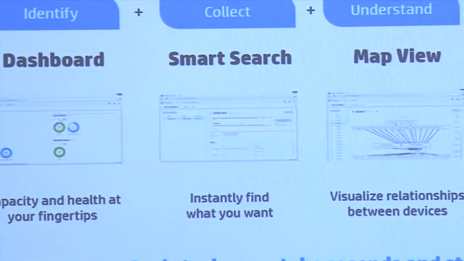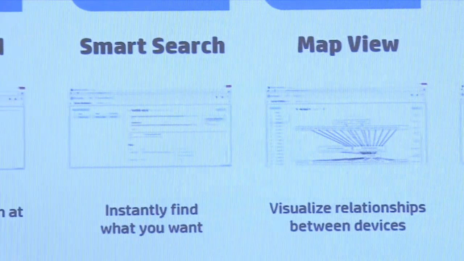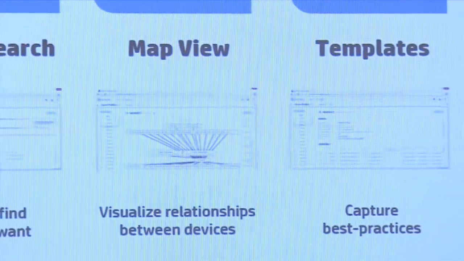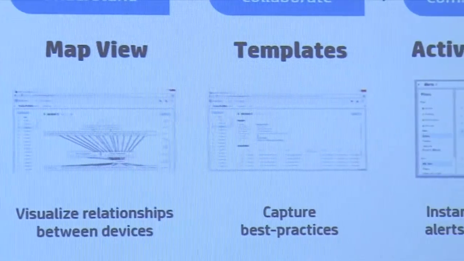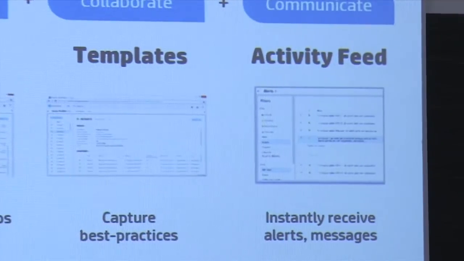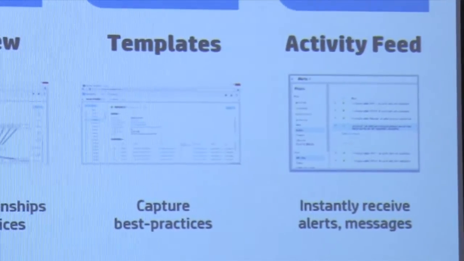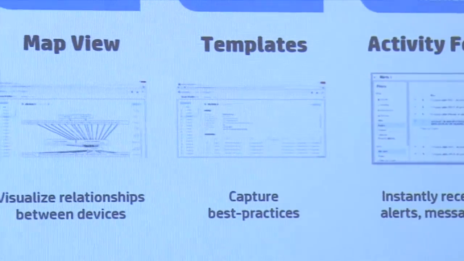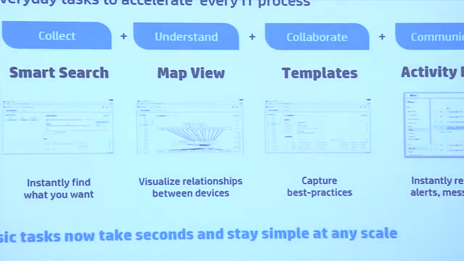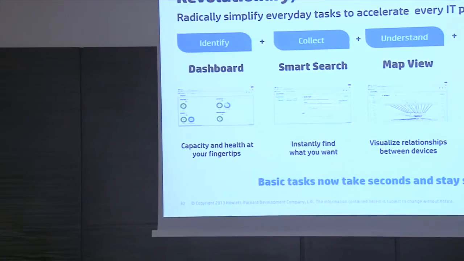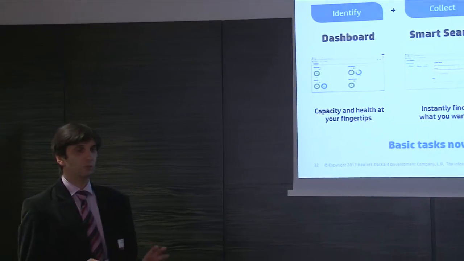Smart search. If you need to find any object, we have built in something like Google search technology inside OneView. You start typing in a search window the object you want to find, be it a MAC address, the name of a virtual machine, a host, or an enclosure, and you immediately get the list of objects, basically with a response in milliseconds. It's really, really cool. Map view, so the logical connection of the objects in your infrastructure.